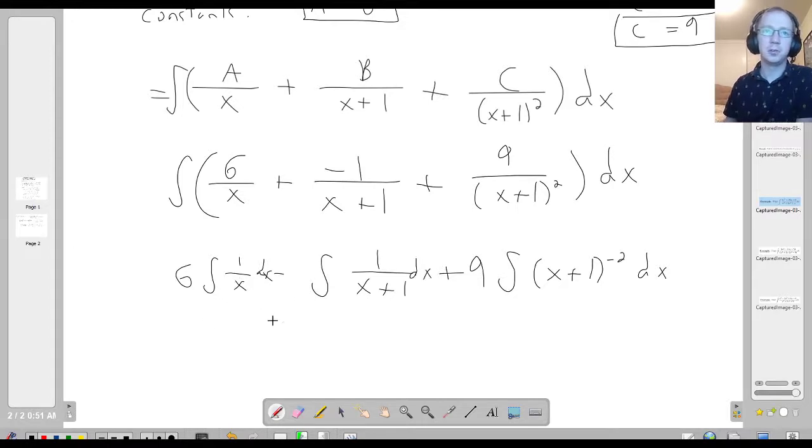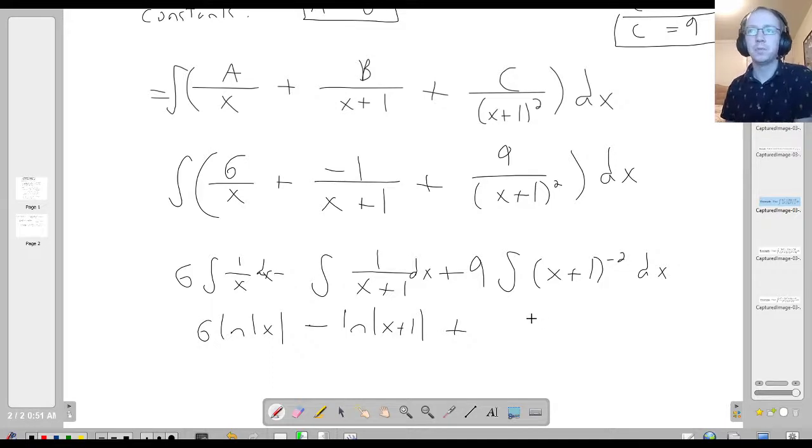So let's see, this first one, the integral of 1 over x is natural log of the absolute value of x. The integral of 1 over x plus 1 is natural log of the absolute value of x plus 1. Right? It's just that u prime over u pattern. This one is just going to be a power rule.